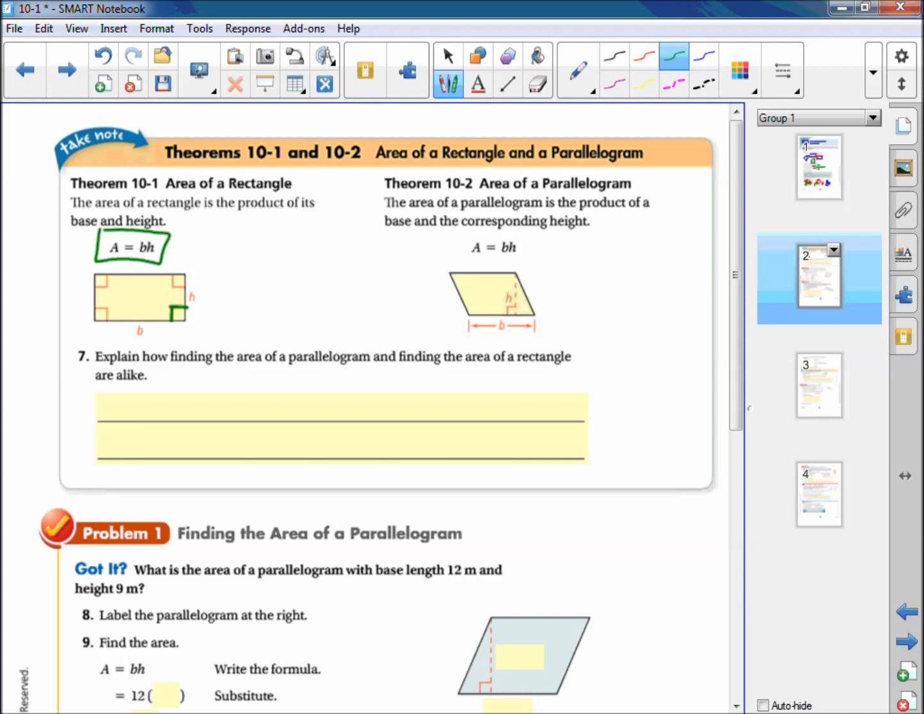All right, so the area of a parallelogram is also base times height. And that's because we get the height through the middle. We saw that when we were counting squares last time. So our height is through the middle here, and then our base is the bottom.